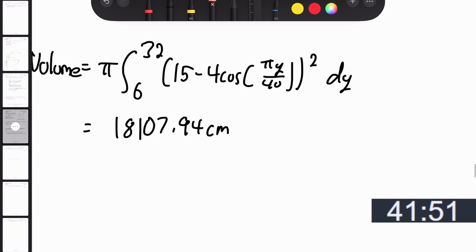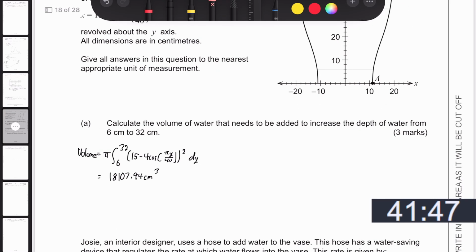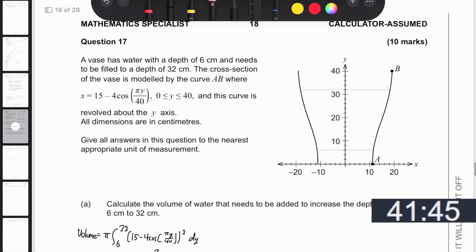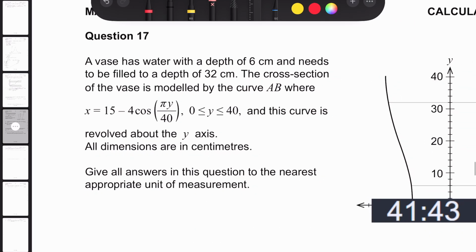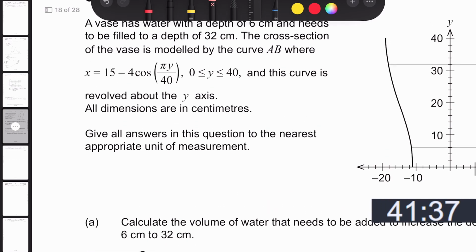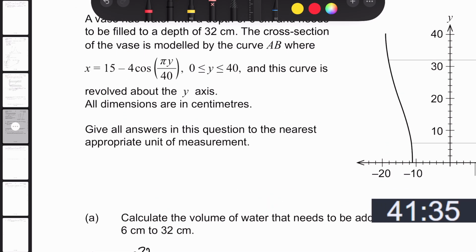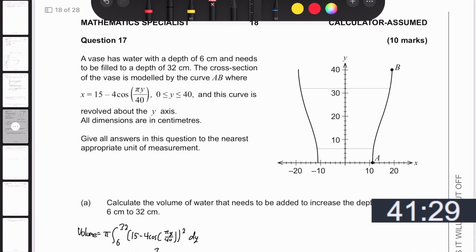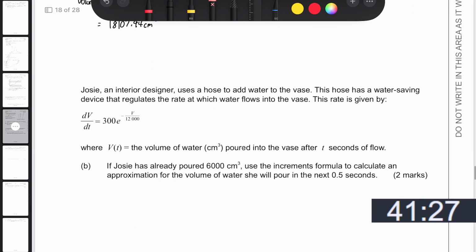18,107.94 centimeters cubed of water. That seems like a lot, doesn't it? About the y-axis, pi integral of x squared dy, 15 minus 4 cosine, in radians. Yeah, looks alright. Okay, Dresden Interior Design uses a hose to add water to the vase.